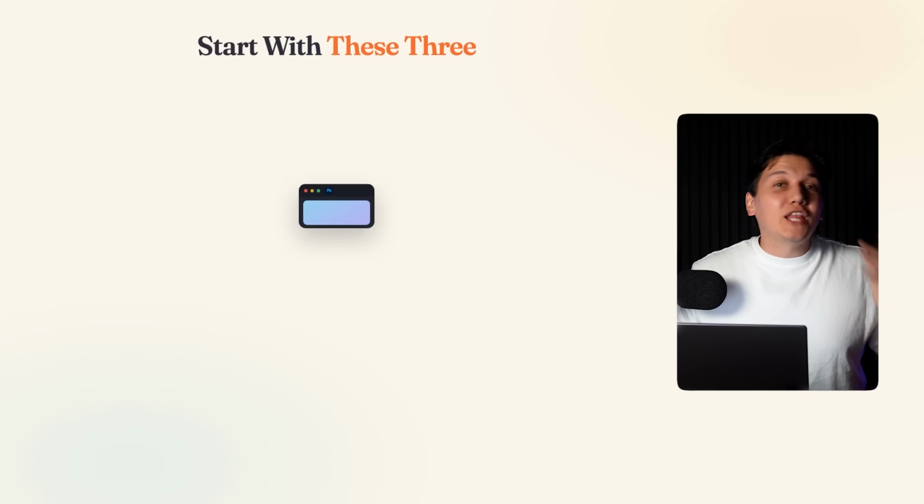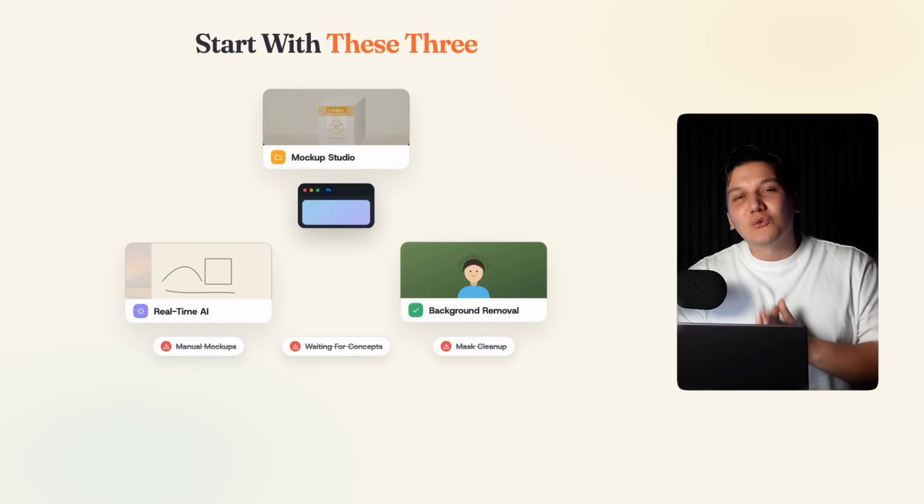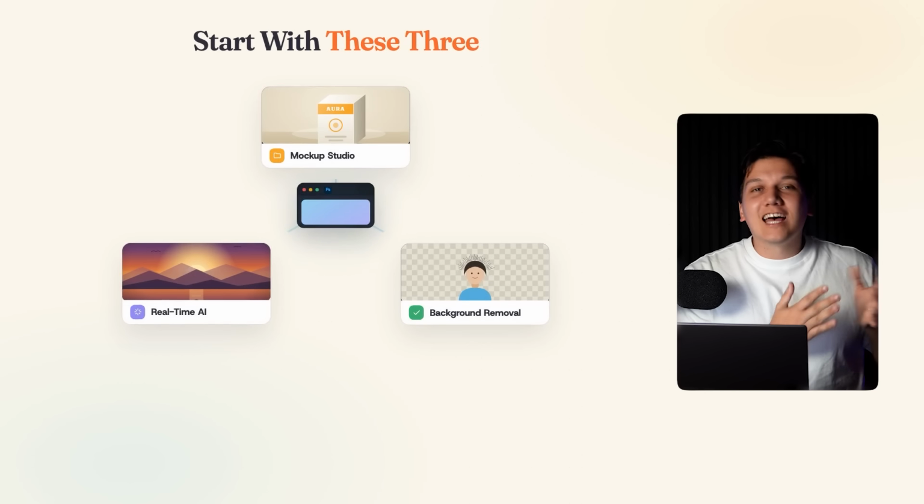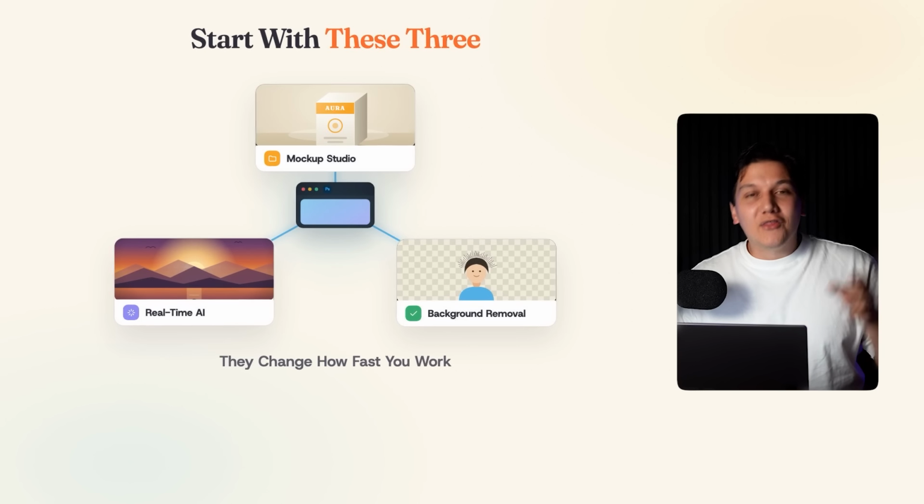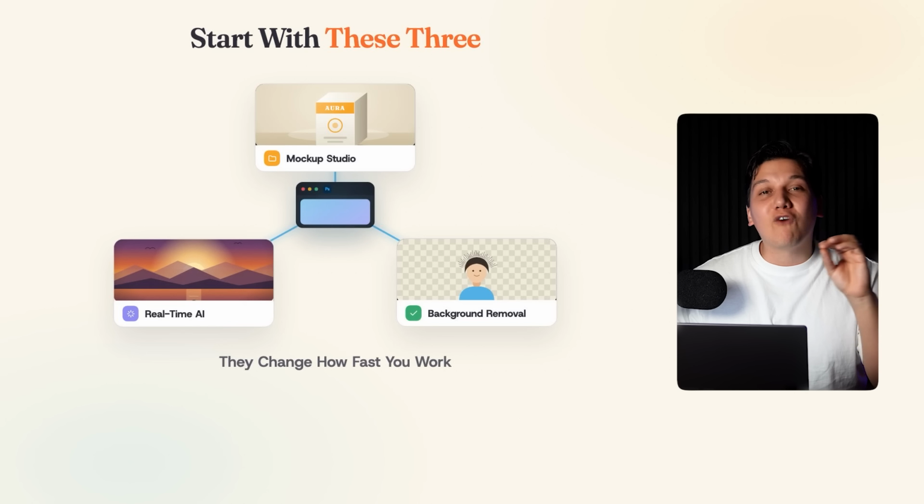Now, if you only take 3 things from this, start with Mockup Studio, real-time AI, and background removal. Those 3 alone will change how fast you work.